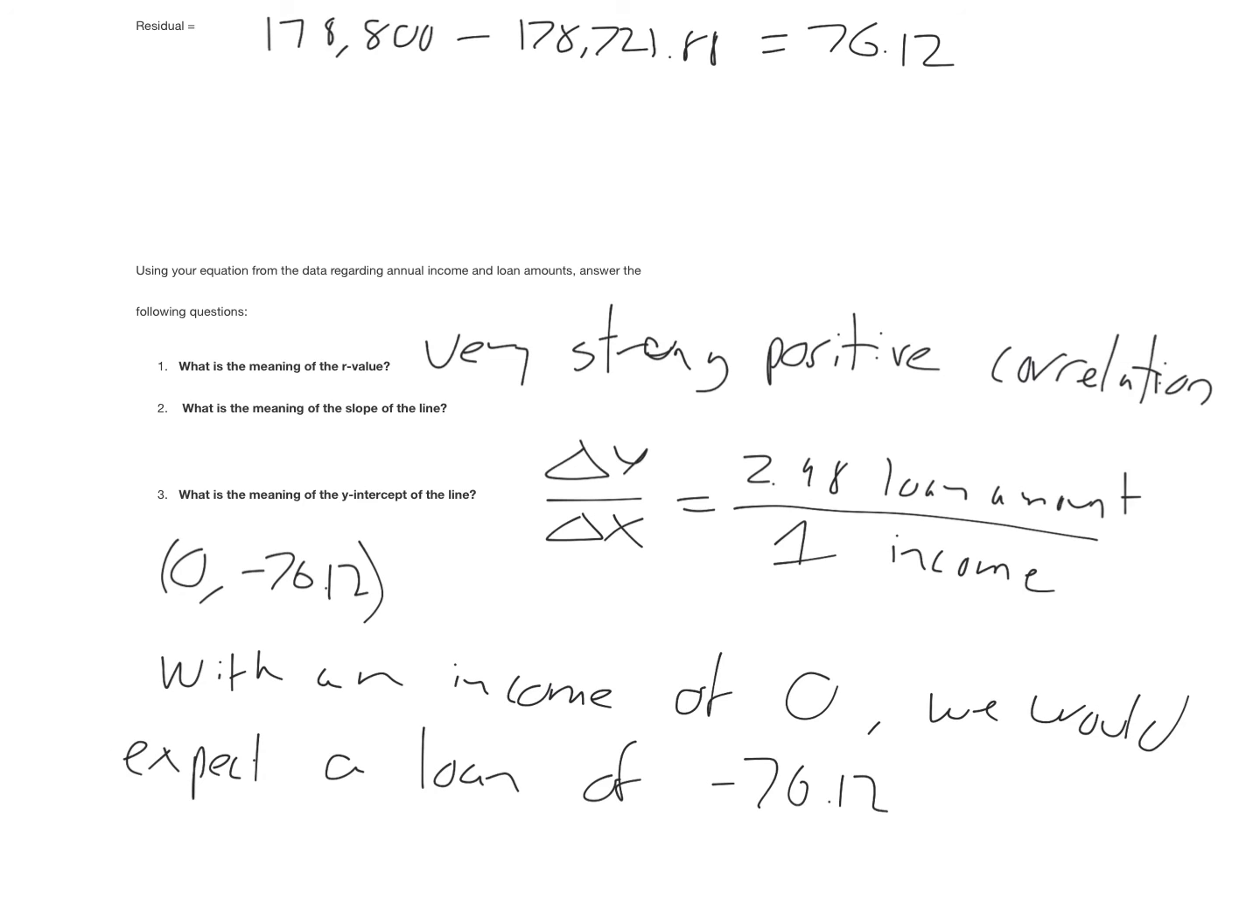Now, on one hand, that makes sense. If we don't have any income, they're not going to loan us anything, but they're also not going to, what is a negative loan? They're going to charge me? They're going to charge me for not making any money? Now, that doesn't quite make sense, but that's what it means in this case. All right.